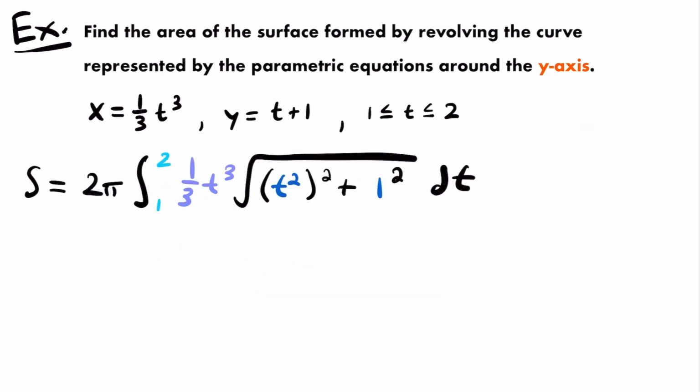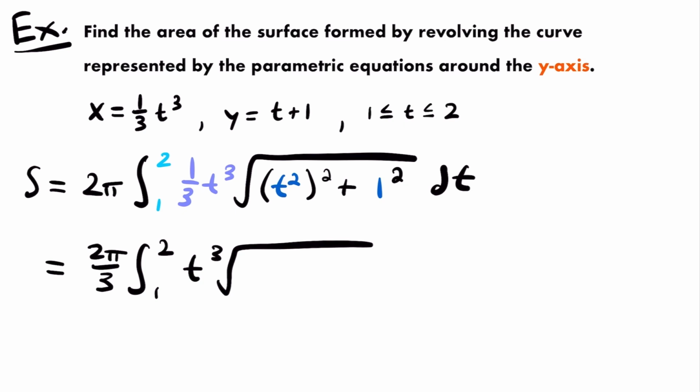Okay, and so the first thing that we can do to simplify this integral is pull this constant multiple of 1/3 out to the front of the integral, right? We don't need to have that inside the integral. We can pull it out front. So we'll have 2 pi times 1/3. That will be 2 pi divided by 3. So this is equal to 2 pi divided by 3 times the integral from 1 to 2 of t cubed times the square root of t squared squared plus 1 squared.